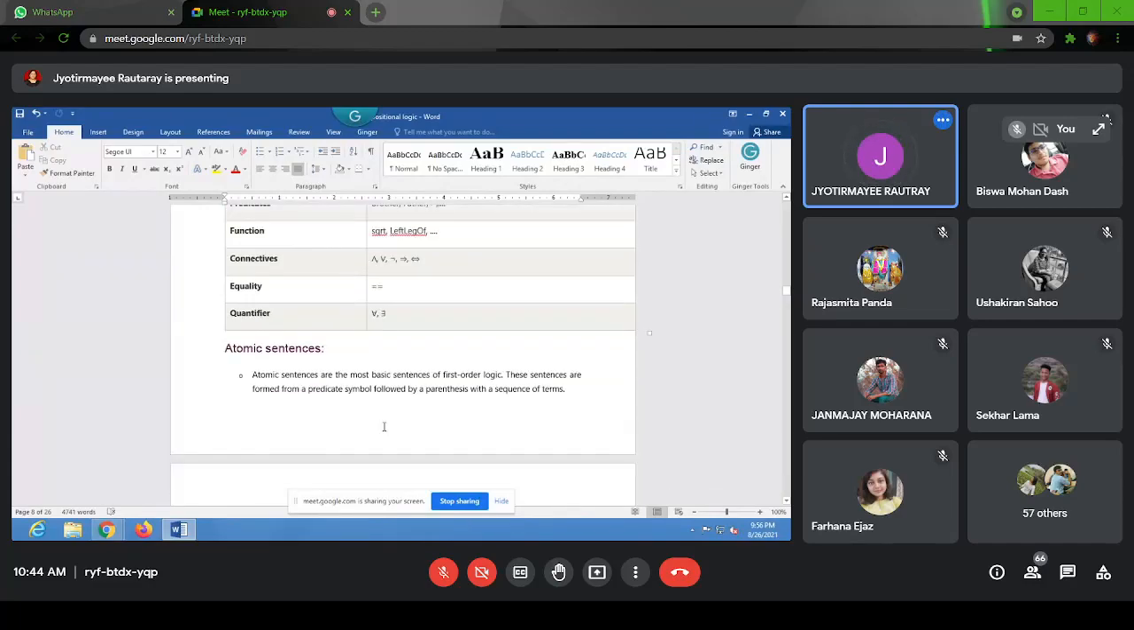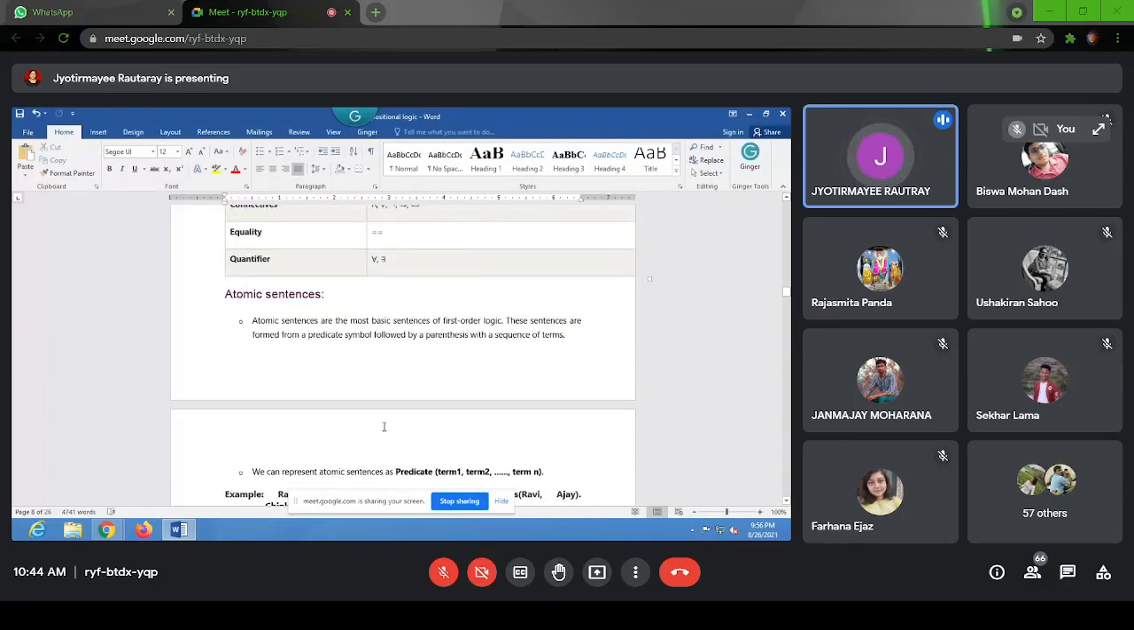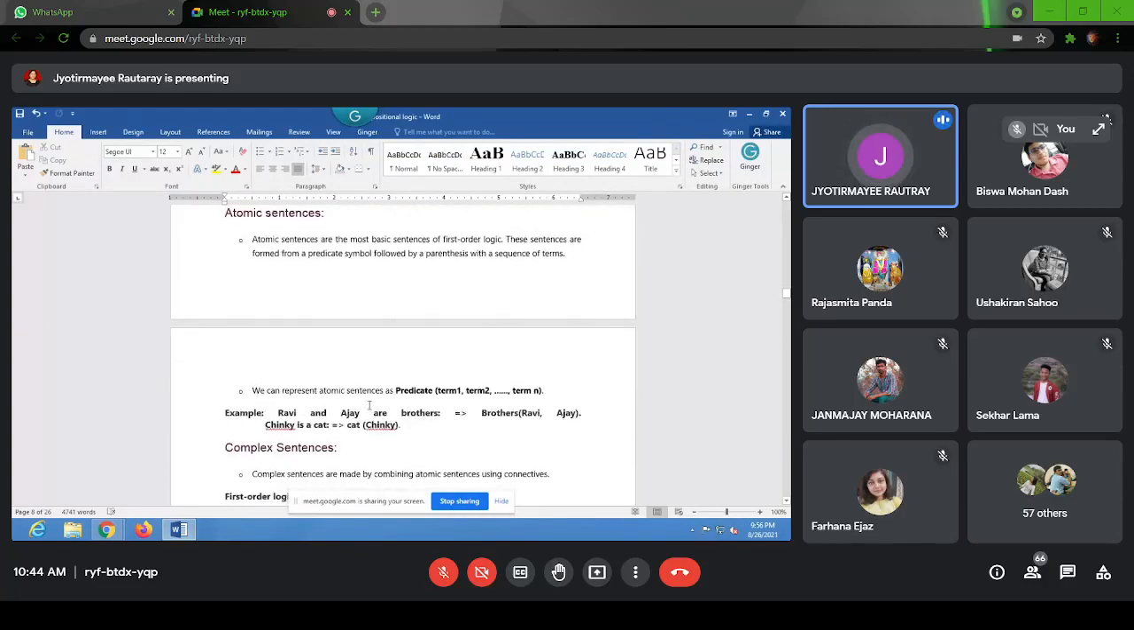Then this is the syntax to construct a predicate logic. Here we have atomic sentences. Like in propositional logic, I have told you an atomic sentence is one that can be constructed using one first order logic statement. A complex sentence means a combination of more than one atomic sentence.